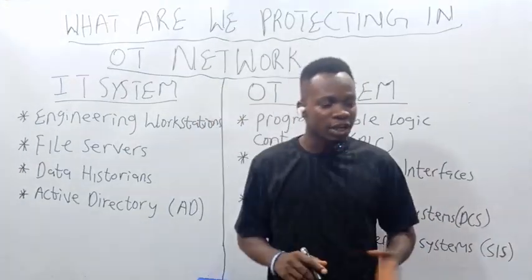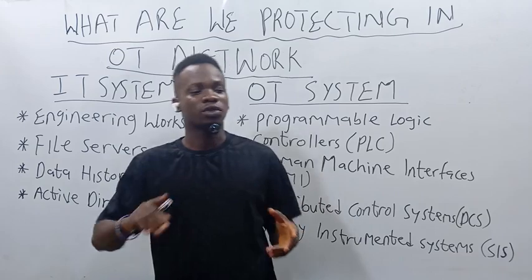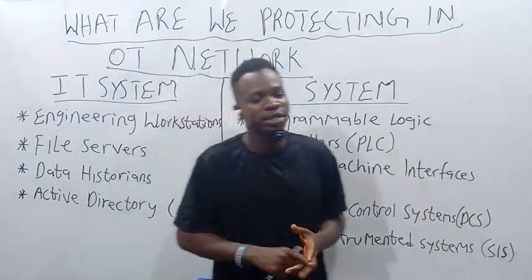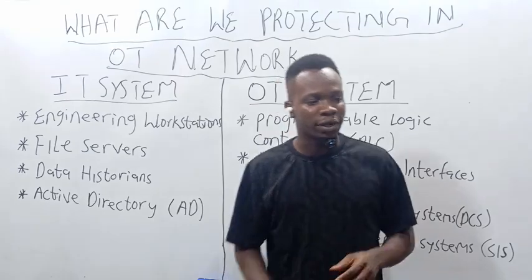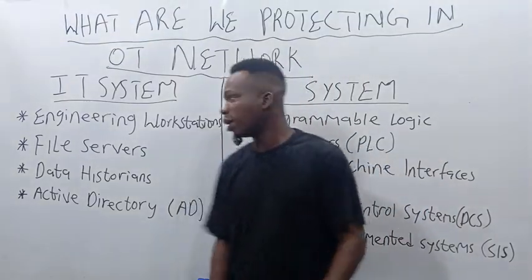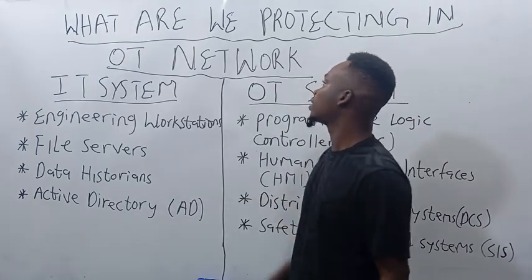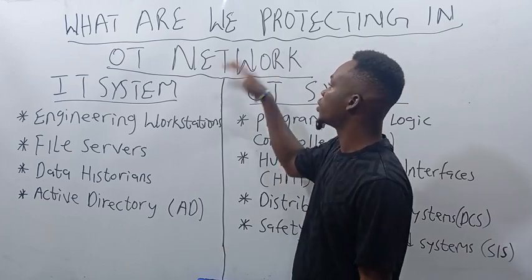So in IT, we protect systems. You all know that we protect systems that store information, and in operational technology, we protect systems that control physical reality. That difference defines everything. Now let's look at what you really protect in an IT system and what you really protect in an operational technology network.